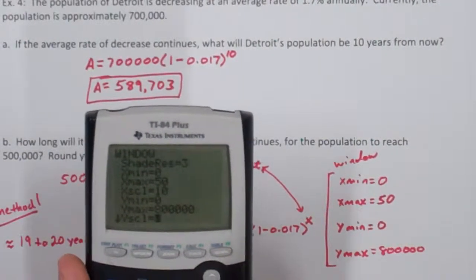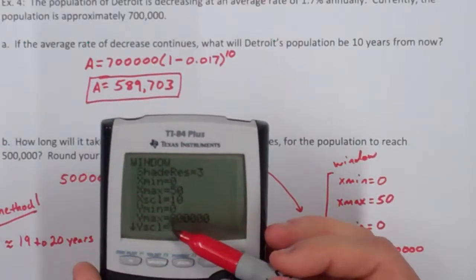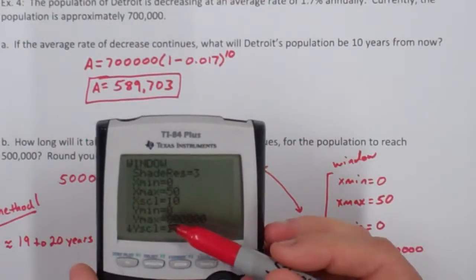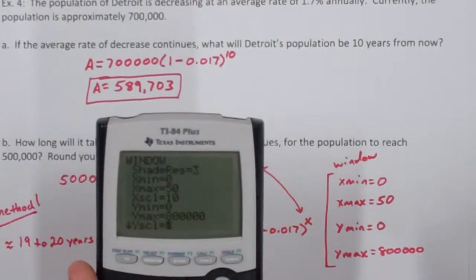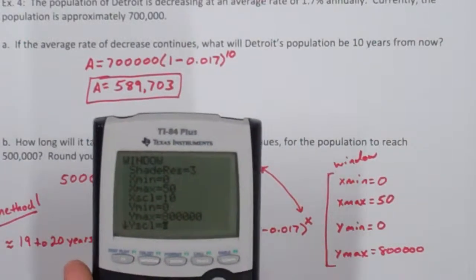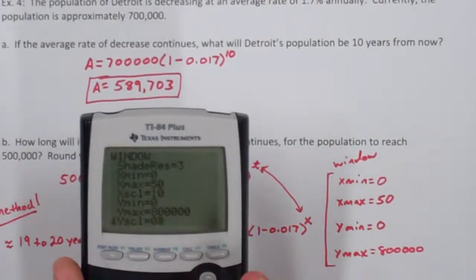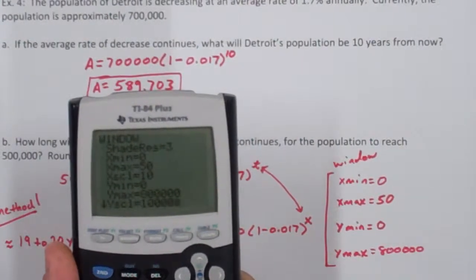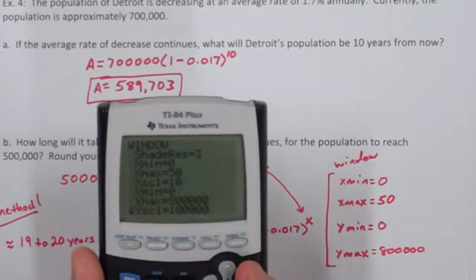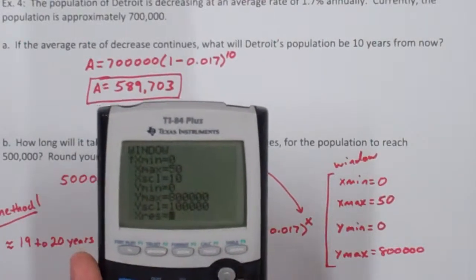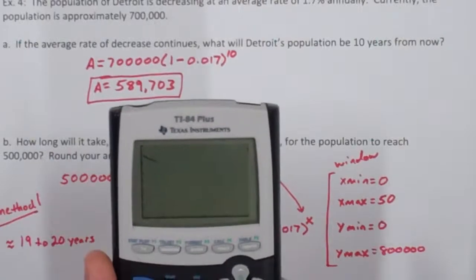Now the same thing applies for the y scale. If you make the y scale 1, there's going to be 800,000 tick marks on the y axis, and we really don't need that. Let's just make each tick mark 100,000. So there'll only be 8 of them. Let's see what happens now. The resolution's fine. Let's see when we graph this thing what it looks like.